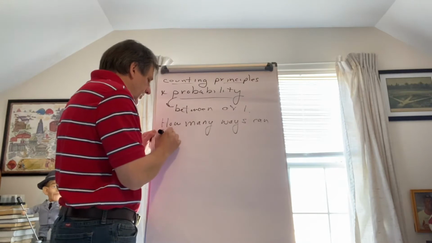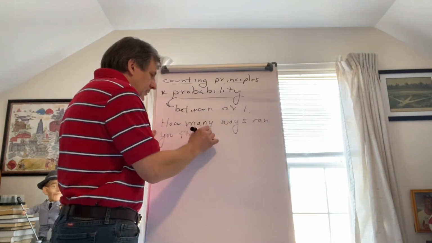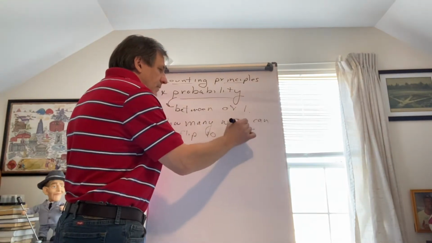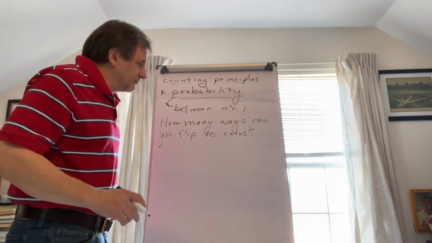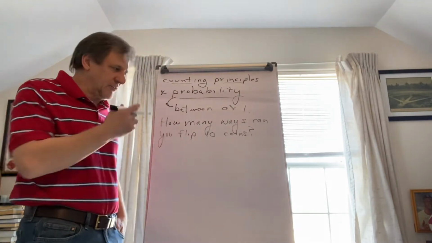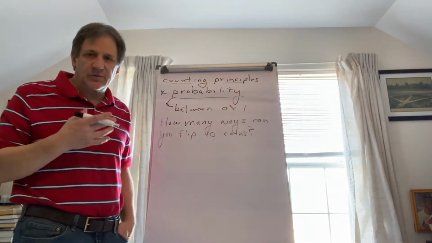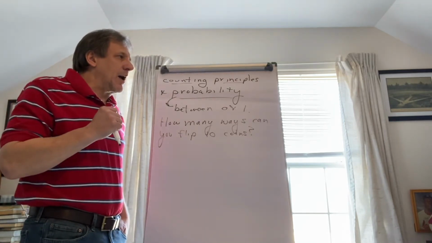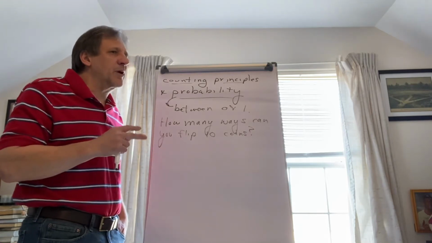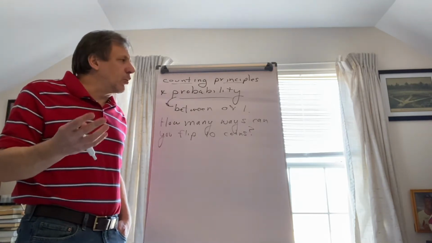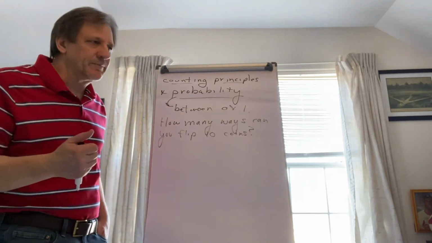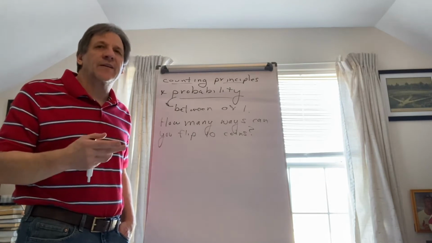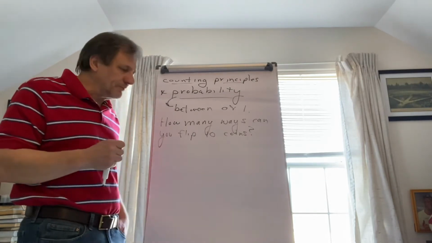Okay, so let's say that we have a question, something like, how many ways can you flip 10 coins? Now, this is a how many ways question, right? It's a counting principles problem. So right off the bat, any counting principle problem is almost always going to take one of three possibilities, and that is either a permutation, a combination, or what's called a fundamental counting principle problem.